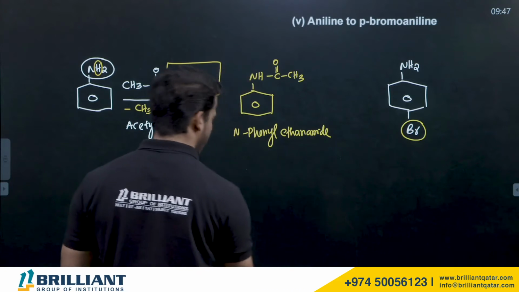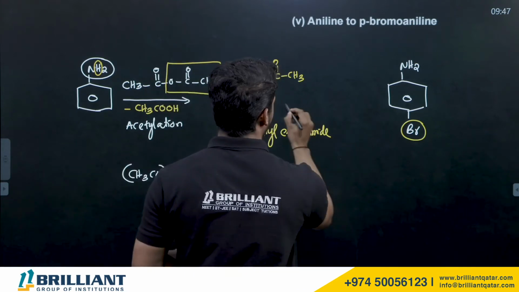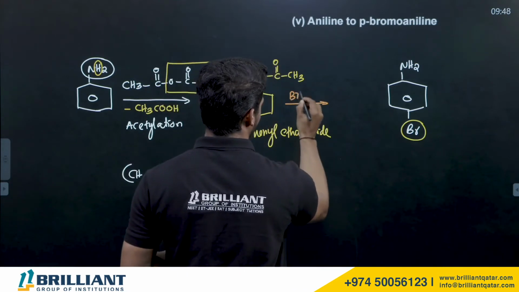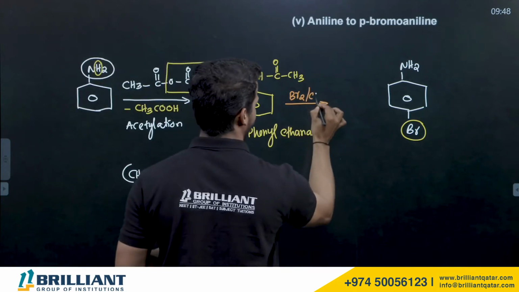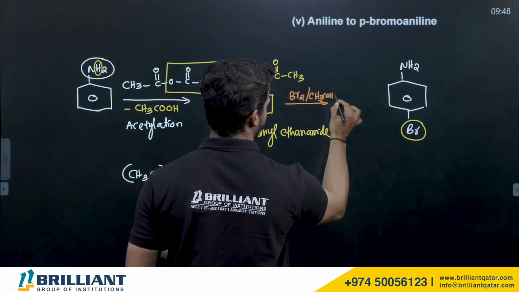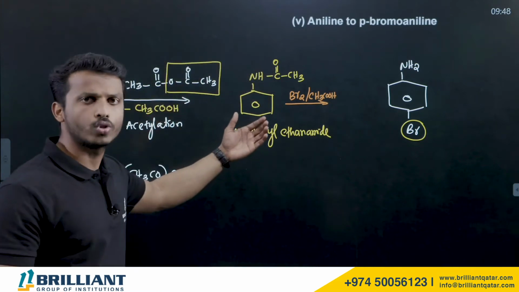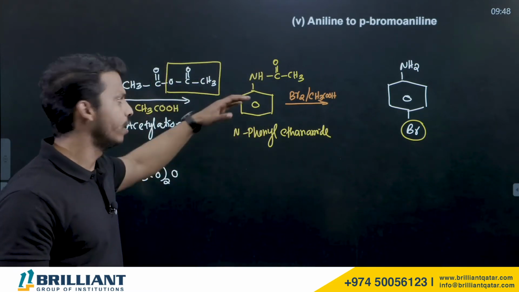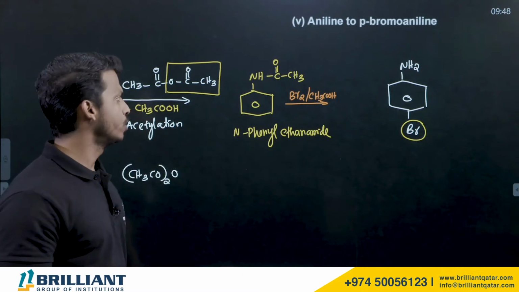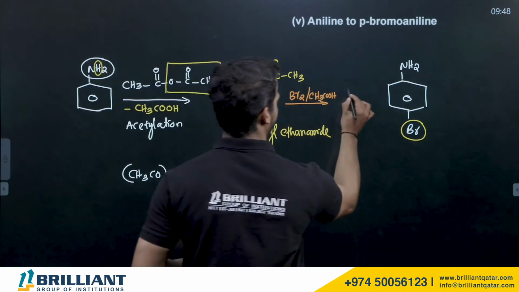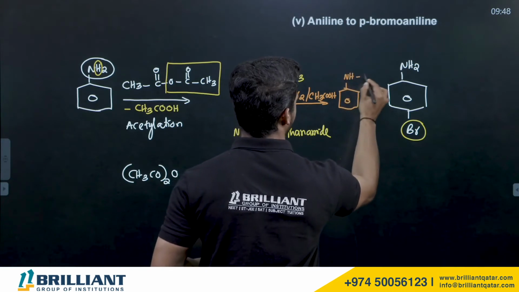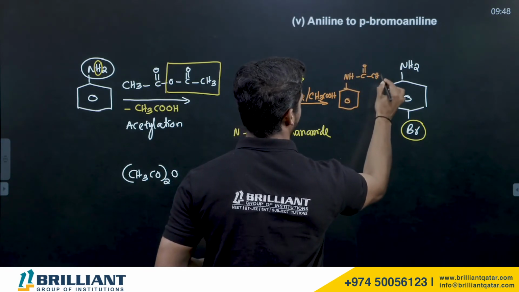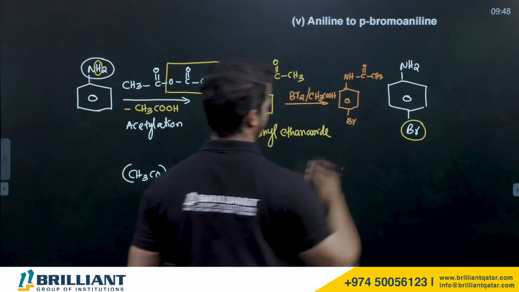Now we have to bring bromine, right? Okay, let us bring bromine first of all. How can we bring bromine? As the reagent, we are adding bromine in the presence of ethanoic acid, CH3COOH. So bromine will go to the ortho and para positions, but you know para is the major one, so it will go to the para position. Okay, so we are getting the same product: NHCOCH3 and at the para position there is one bromine.